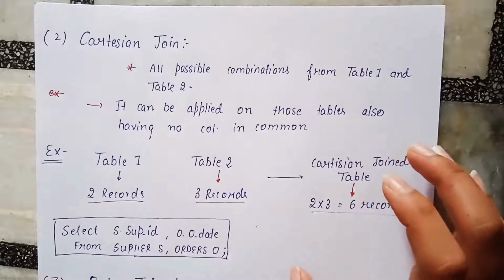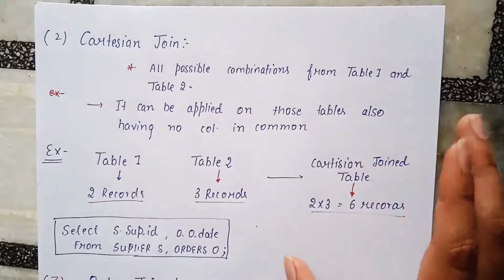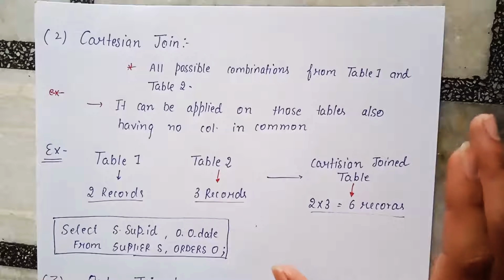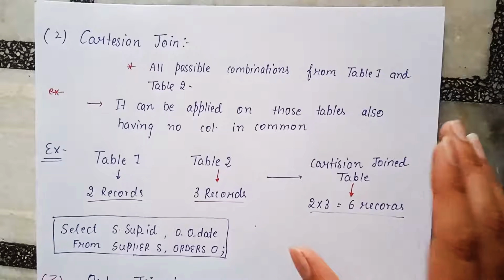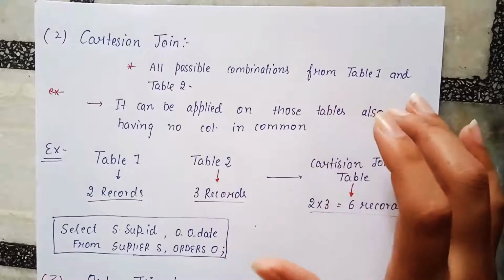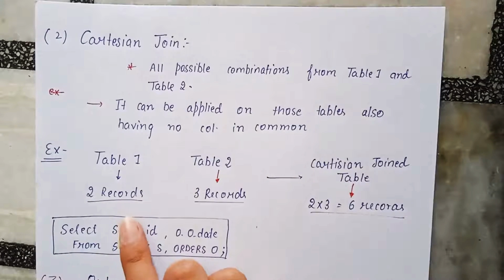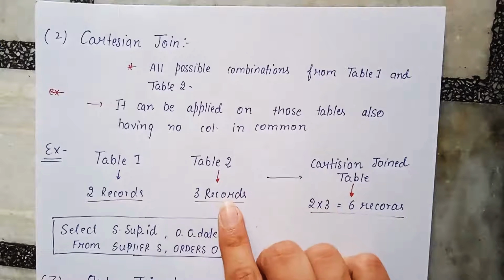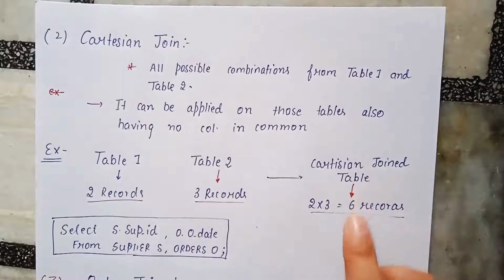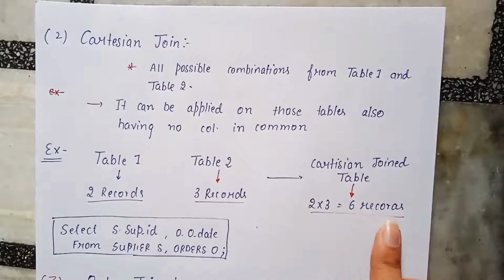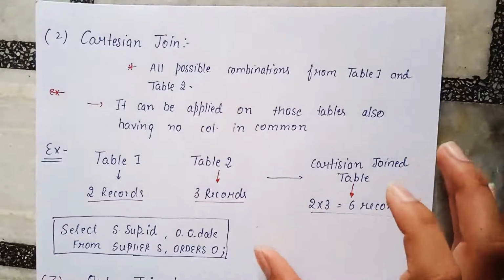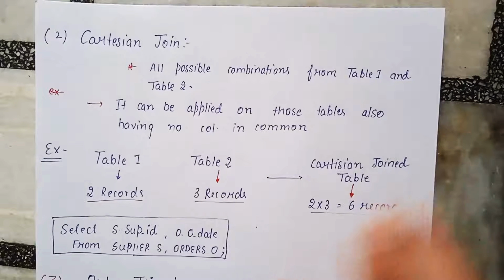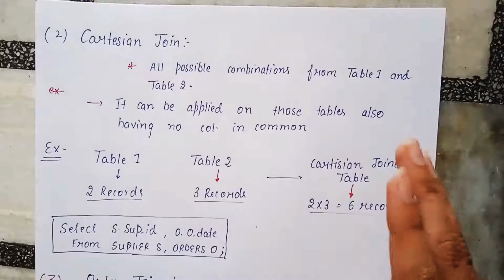A second type of join is the Cartesian join. So what does a Cartesian join mean? Whenever we apply a Cartesian join on two tables, it will return all the possible combinations that can be made from table 1 to table 2. For example, if table 1 has 2 records and table 2 has 3 records, the resultant Cartesian join table will consist of 2 multiplied by 3, that is 6 records. It is the same as the Cartesian product that we saw when discussing joins in MS Access. It takes all the possible combinations from table 1 to table 2.